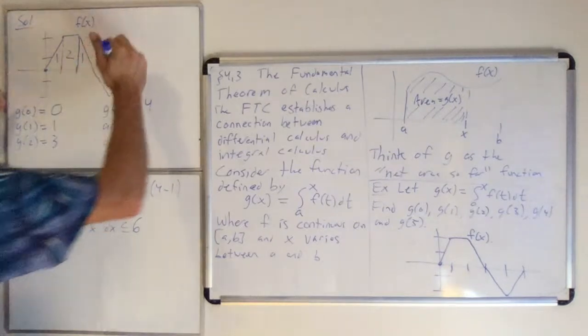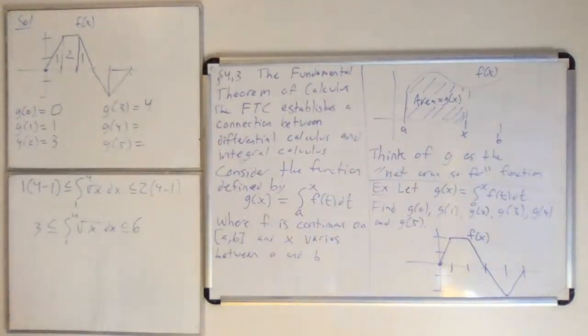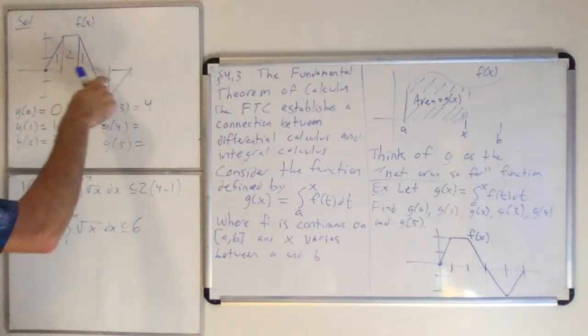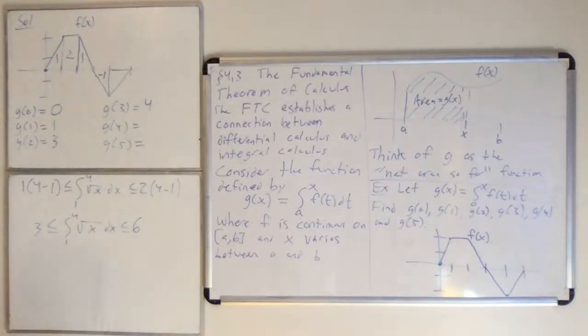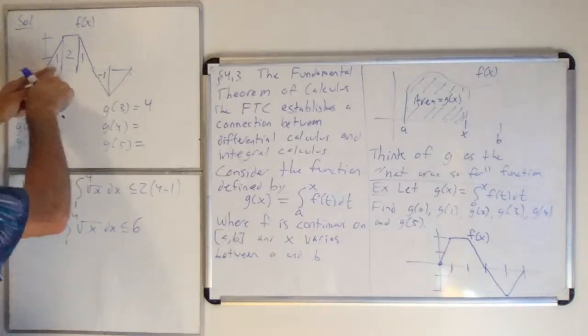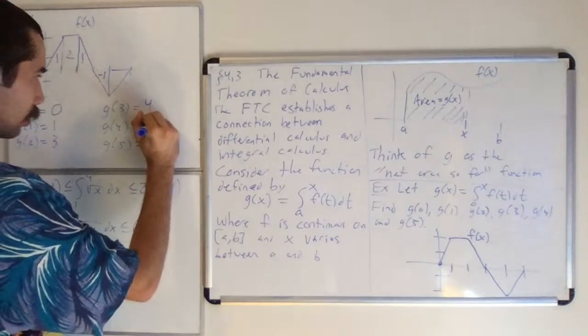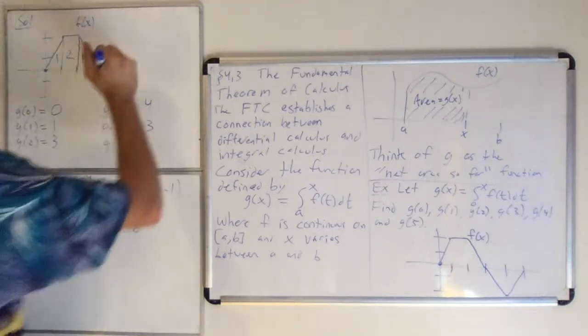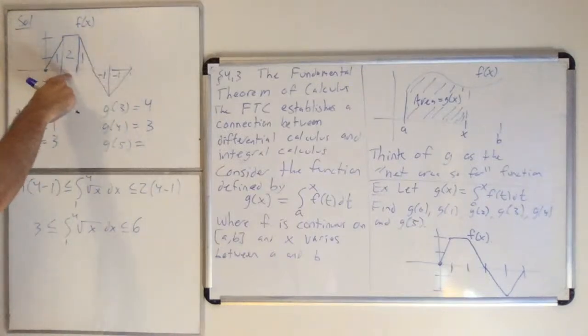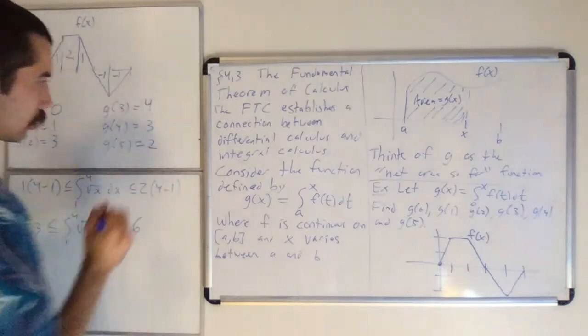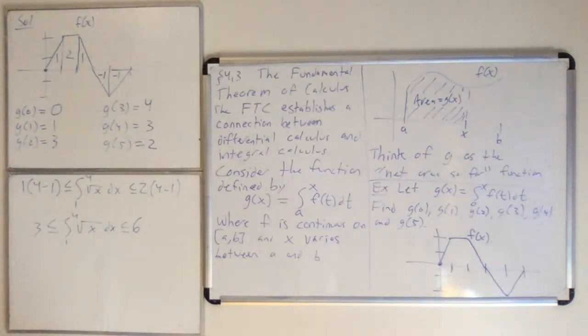Going from 0 to 4, now we have a triangle that's below the x-axis. So we're going to count its area as negative. Its area is 1, but we'll count it as negative 1 because it's below the x-axis. So g of 4 is 1 plus 2 plus 1 minus 1, which is 3. And similarly here, this has area negative 1. So the net area over this entire region is 1 plus 2 plus 1 minus 1 minus 1, which is 2. Is that clear how we got these values?